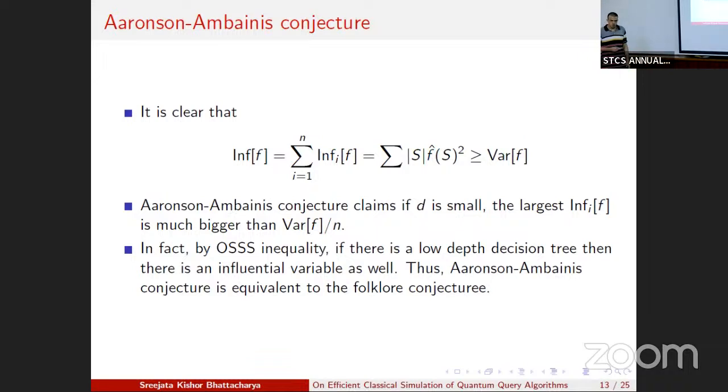In fact, there is an inequality called the OSSS inequality, which says that if your function can be approximated by a decision tree, then it has a high influence as well. So these two conjectures are actually equivalent. This was not mentioned in Aaronson and Ambainis' original paper. Does the OSSS inequality replace the n by the depth of the decision tree? Yes, that's exactly it. The inequality is: the covariance of f and g is at most the sum over i of influence_i of f times delta_i of g. So yes, it replaces n by the depth. These two conjectures are actually equivalent. Aaronson and Ambainis did not notice this equivalence in their paper.